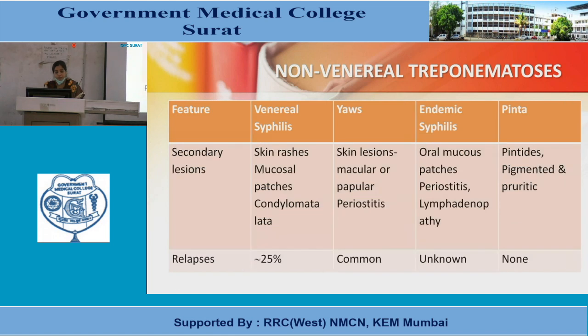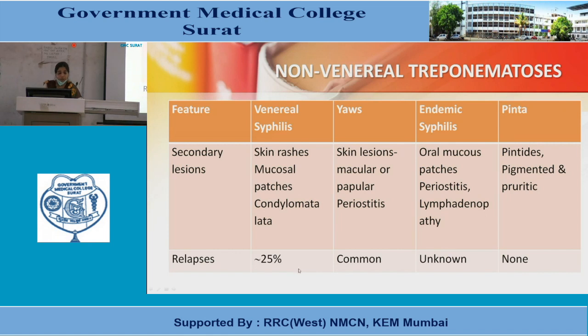Secondary lesions in yaws are skin lesions, macular or papular, with periostitis. In endemic syphilis there are oral mucous patches, periostitis and lymphadenopathy. In Pinta, pintids, pigmented and pruritic lesions, are seen. In venereal syphilis, the difference is that skin rashes, mucosal patches and condylomata lata are seen.